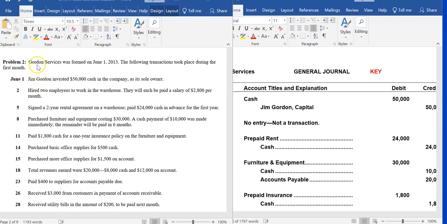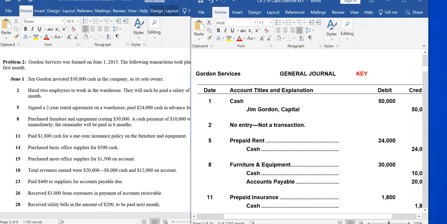For the second problem, we're working with Gordon Services. It was formed on June 1st of 2013. The following transactions took place during that first month of operations in June. Jim Gordon invested $50,000 cash in the company as its sole owner. From the company's perspective, the company received $50,000 cash, which means their cash increased. The owner invested, which means the owner's capital also increased.